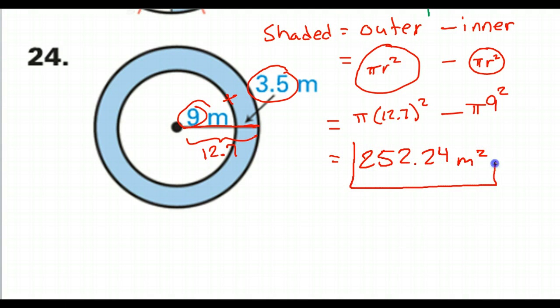So that is it. Anytime you want to find the space between two shapes, do the outer shape area minus the inner shape area, and that will give you the space between, like this.